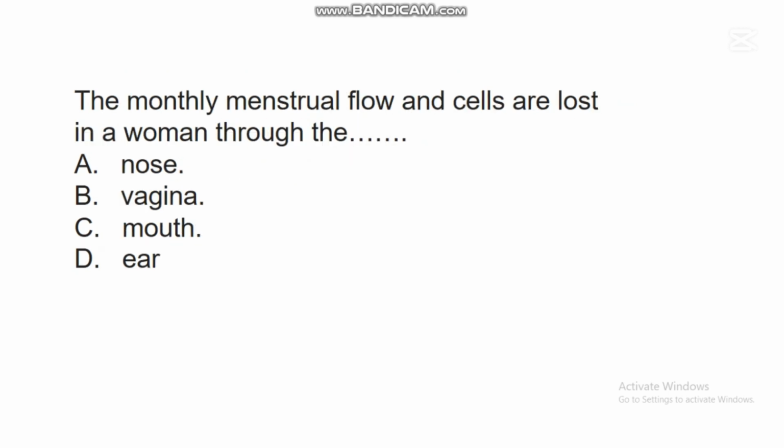The next question says, the monthly menstrual flow and cells are lost in a woman through the dash. A. Nose. B. Vagina. C. Mouth. D. Ear. In this question, the correct answer is B. Vagina. So, this monthly menstrual flow and cells are lost through a reproductive structure known as the vagina.